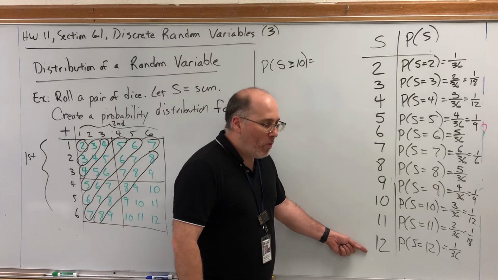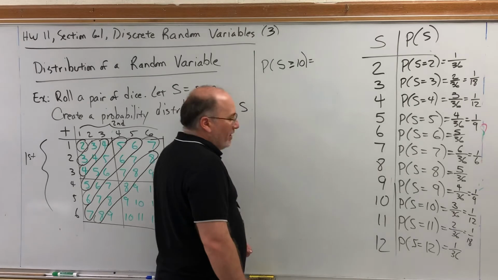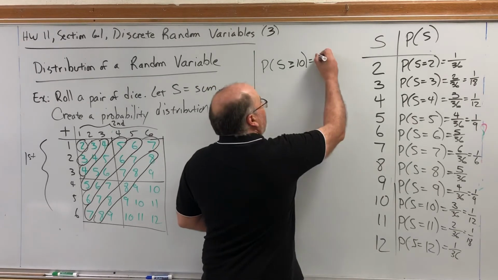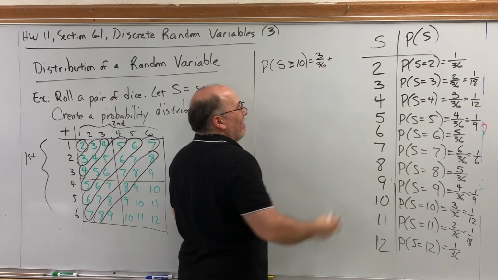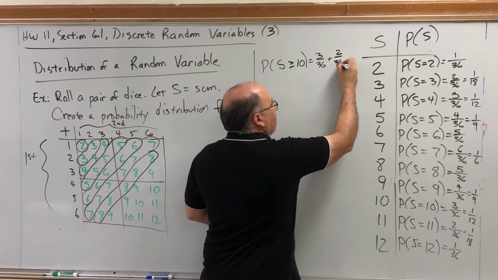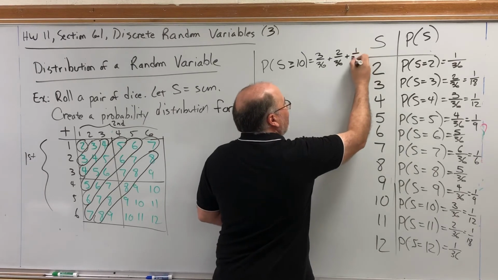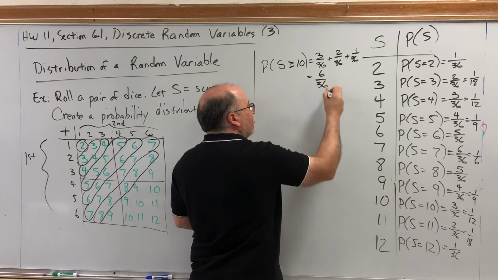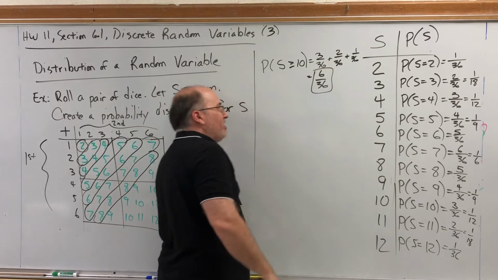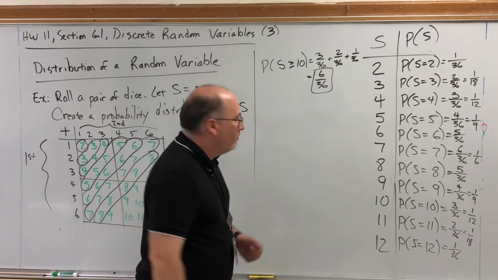Emphasis on the word or, because or means add. The probability that we roll a 10, 3 out of 36. The probability that we roll an 11, 2 out of 36. The probability that we roll a 12, 1 out of 36. And if you add all those, you get 6 out of 36. So there's a 6 out of 36 chance that when I roll a pair of dice, it will be 10 or greater.